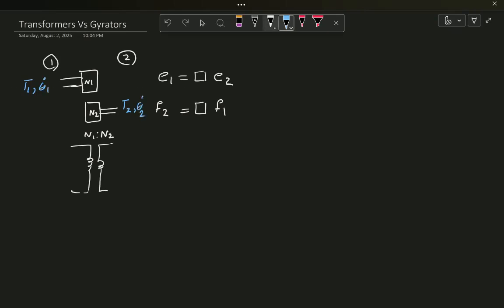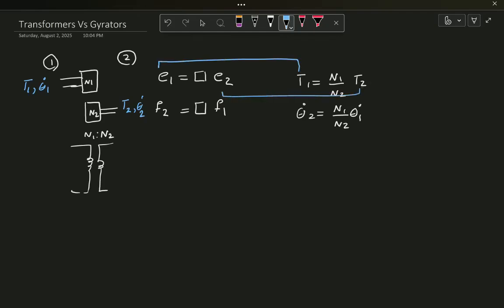We had a formula for these gearboxes that T1 was equal to the number of teeth in gear 1 over the number of teeth in gear 2, times T2. Similarly, we had theta dot 2 equals N1 over N2, theta dot 1, I'm sorry. Now you see that this is in fact the same formula that we have here. We have the interaction between the efforts and also the interaction between the flows.